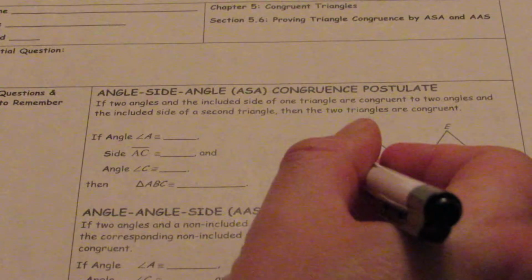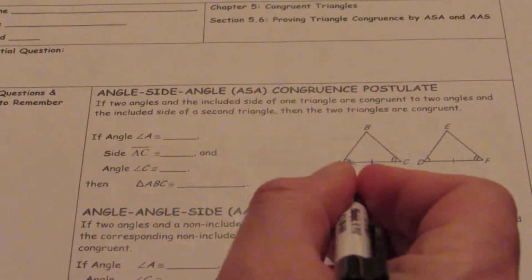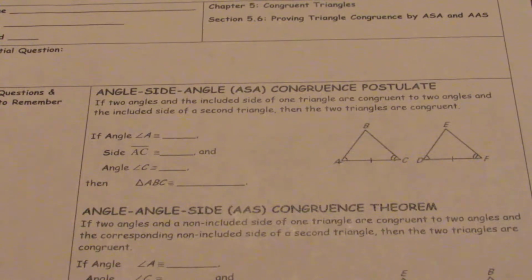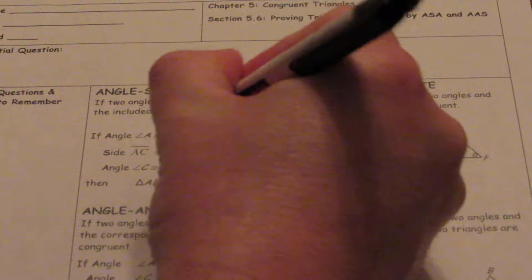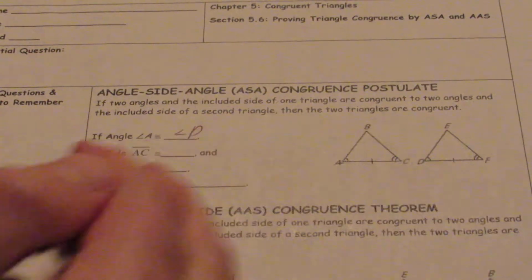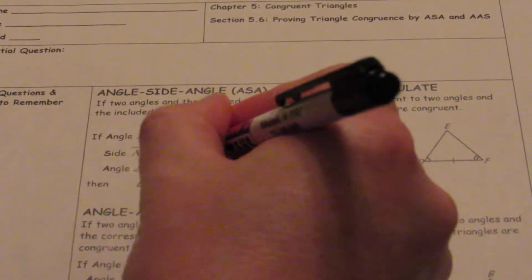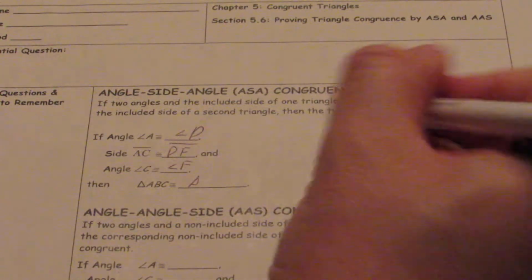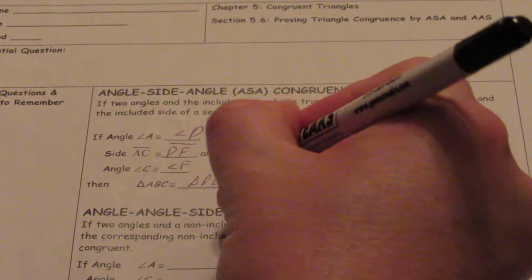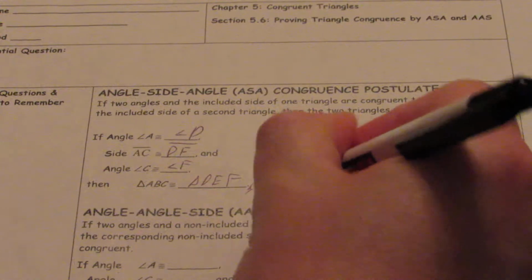So if we look, we have angle A, side AC, and angle C. So the side for angle side angle will always be the side connecting the 2 angles. So angle A matches up with angle D. AC matches up with DF. And angle C matches up with angle F. So triangle ABC is congruent to triangle DEF by angle side angle.